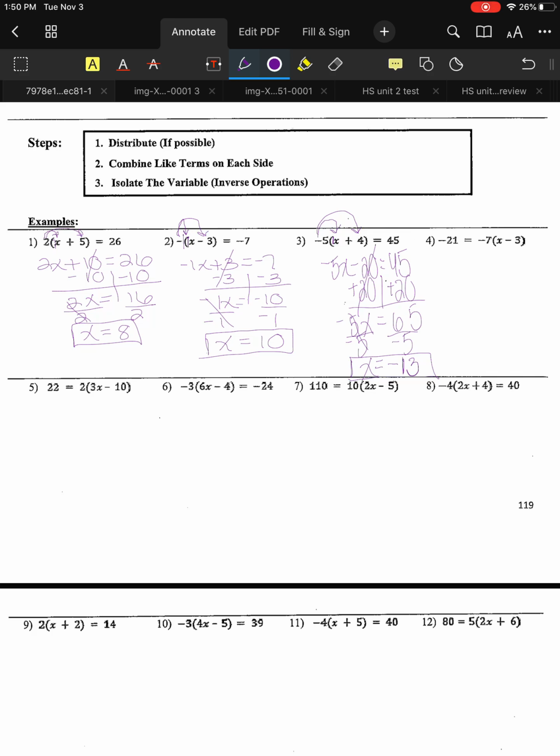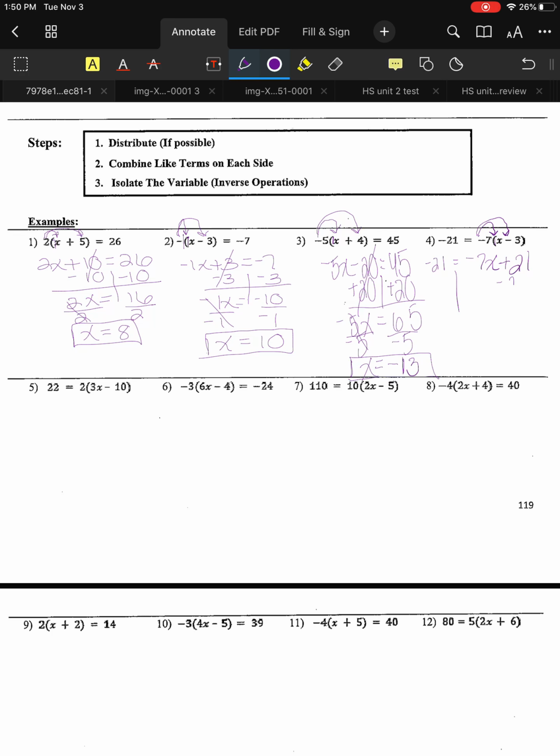Problem number 4, again, if you're uncomfortable with the equals negative 21 on the left, you can move that over to the right. I'm going to leave it alone. I don't really like to move things around in case I make a mistake. I don't want to change up the problem. So negative 7 times my invisible 1 is negative 7x. Negative 7 times a negative 3. A negative times a negative is a positive. 7 times 3 is 21, equal to my negative 21 on the left.